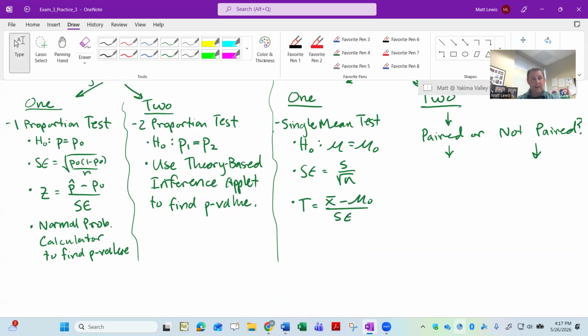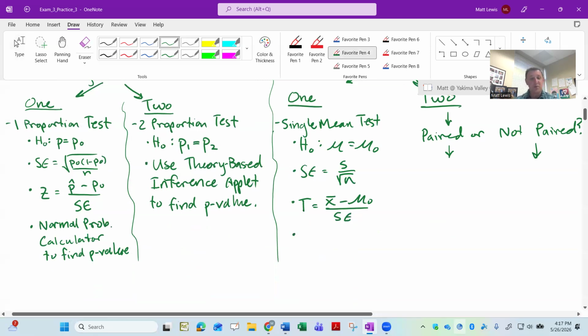All right. And then finally, once we have that test statistic, we can plug it into a calculator, but this time it's not the normal probability calculator, right? This time it's the t probability calculator. Anytime we're dealing with numerical data, we're using the t distribution.